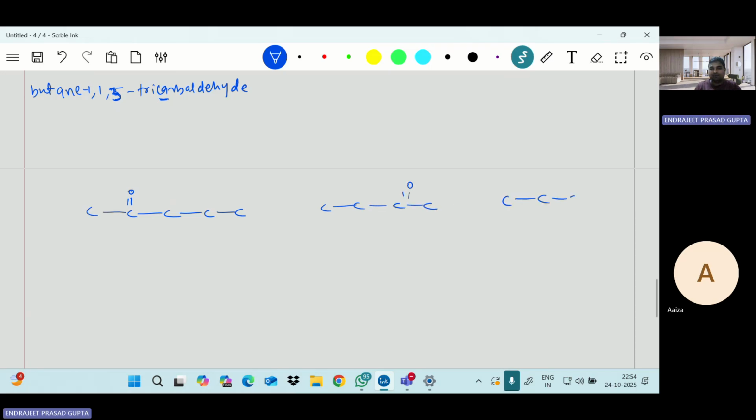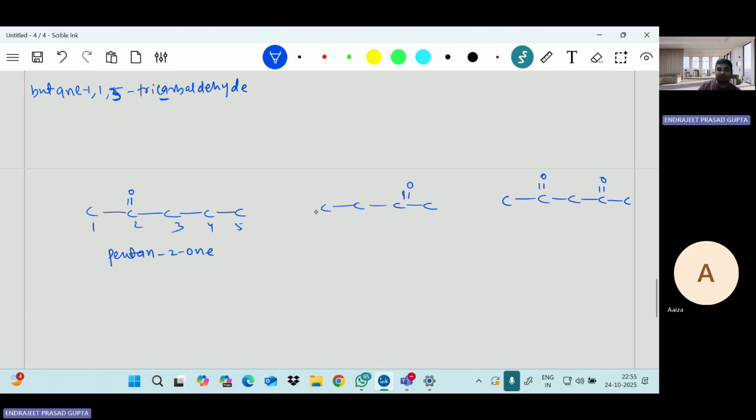You can write ketone anywhere. So it's not terminal. So in the case of ketone, you have to write ONE. Start the numbering 1, 2, 3, 4, 5. So it's a pentane and 2 ONE. Here it is.